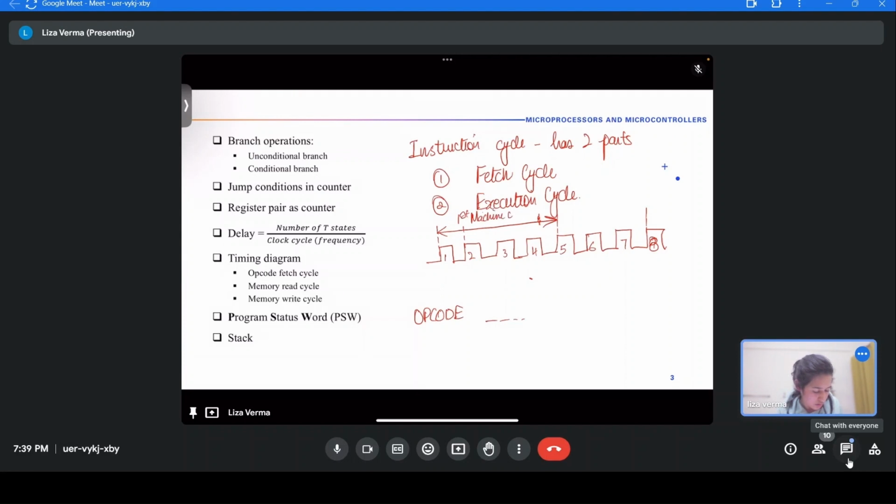Machine cycle, and these next will be called, in a typical instruction cycle. Okay, this is the second machine cycle. And this whole makes up one instruction cycle.